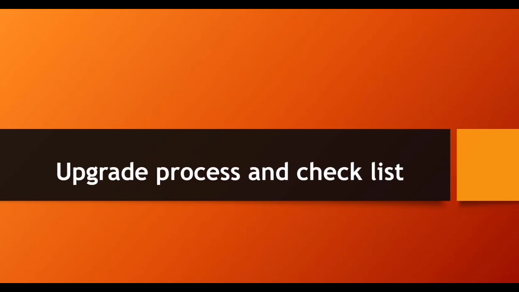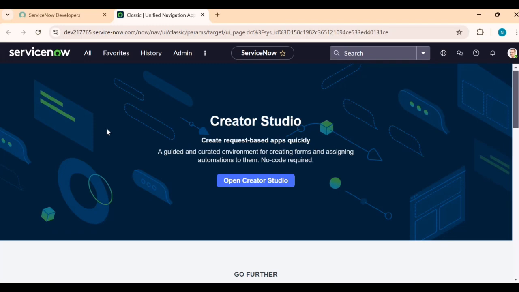Okay, so this applies to whatever the versions it is, Washington DC or Xanadu or whatever it is. So it applies to all the versions. So let's get started. Log into your instance or customer instance. Before we decide to upgrade our instance to the newer version, whatever the version it is, what are the steps we need to follow?